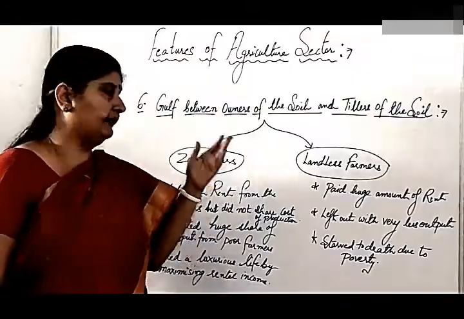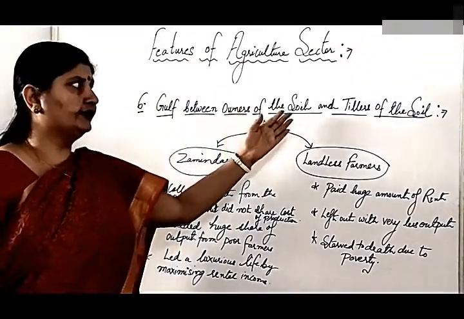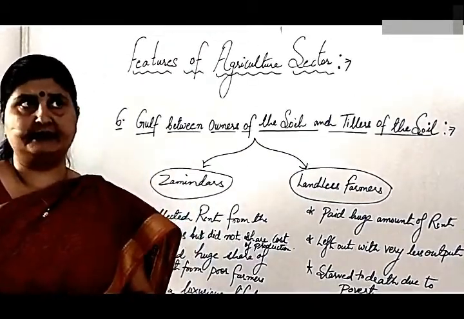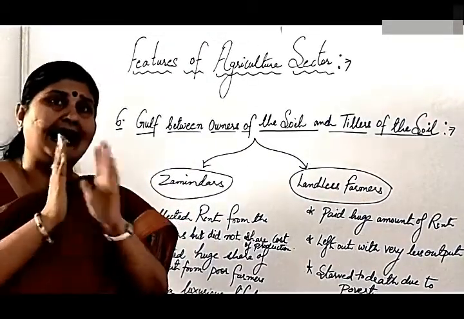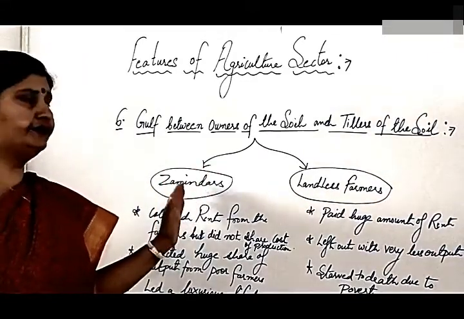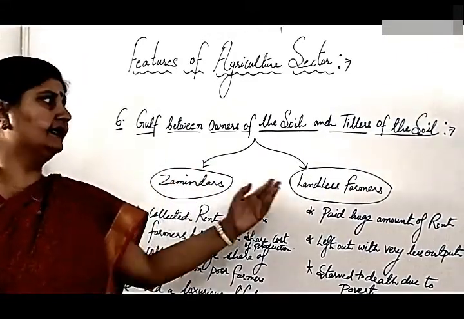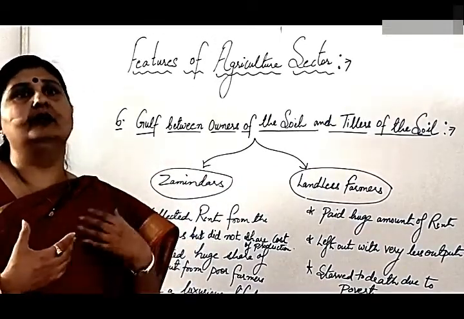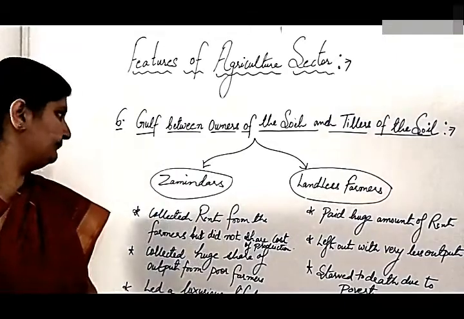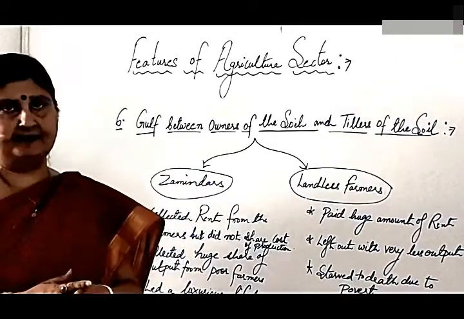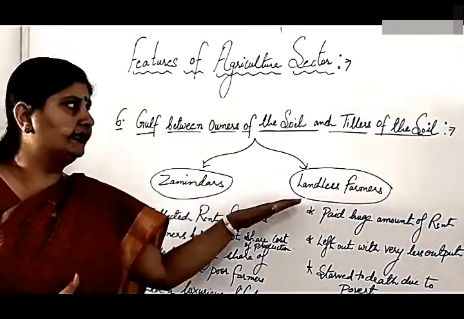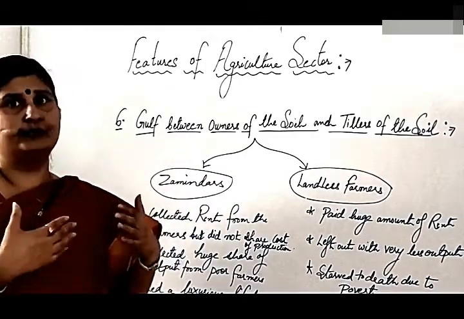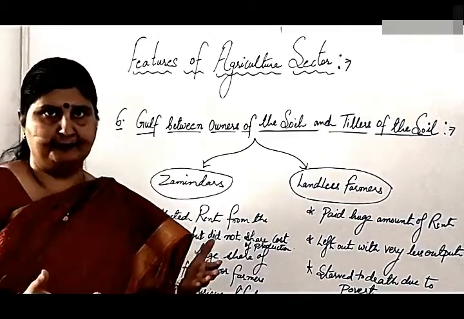Sixth heading of the topic, that is the gulf between owners of the soil and tillers of the soil. At the time of independence, there was a gulf, a gap between the owners of the soil, who were the zamindars, and the tillers of the soil, who were the poor, small, landless farmers. Why this gulf was created between the zamindars and landless farmers is very clear from the acts which were performed by them.